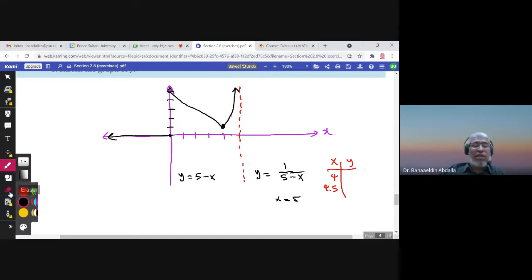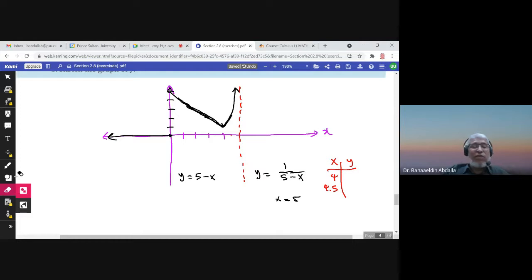So it goes like this because it will approach the vertical asymptote. And notice that now here we have a corner. At 4, there is a corner because the function was coming like this, and then it continued like a straight line. All right. So there is a corner here, and that's why the derivative does not exist at 4.